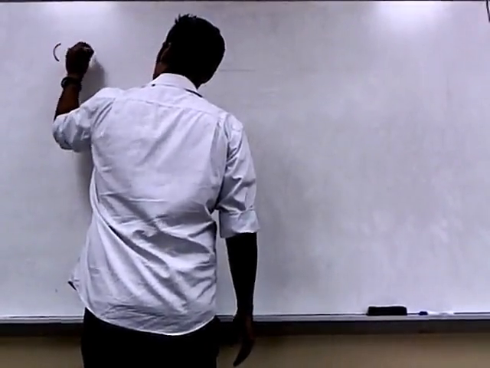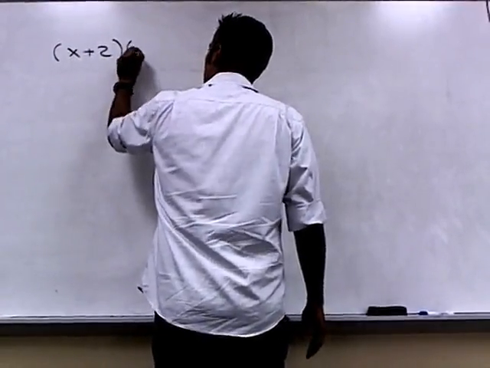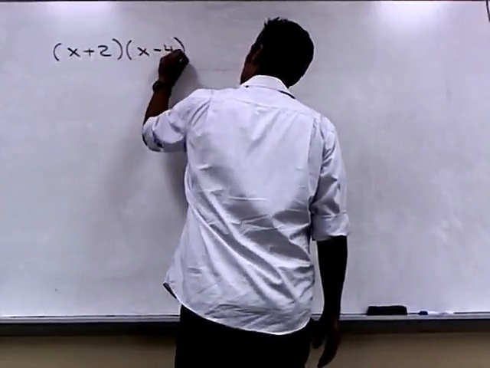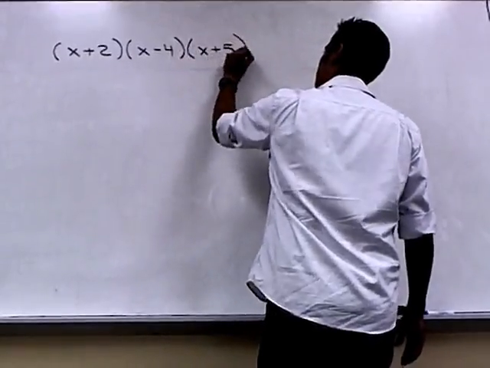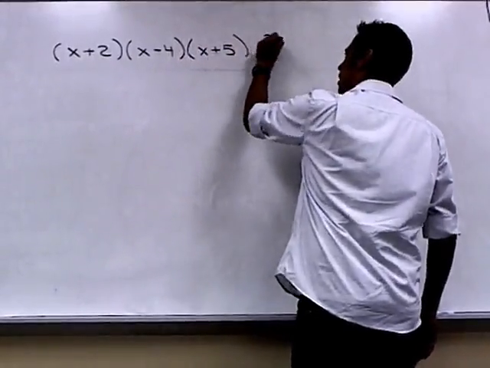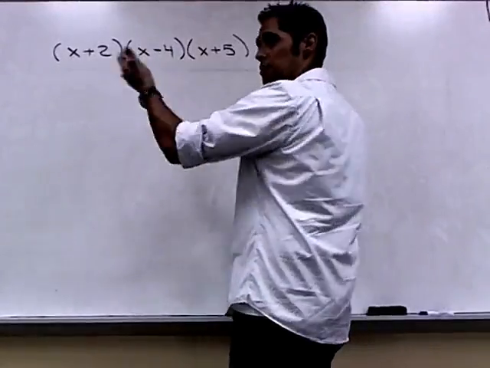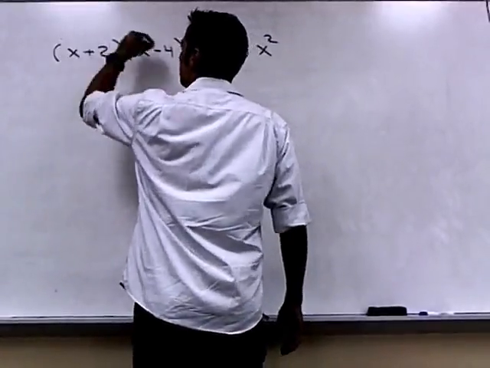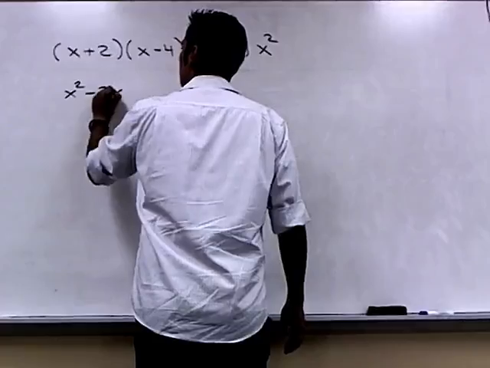x plus 2, let's say x minus 4, x plus 5, x squared. So that's what the answer is going to be at the end of this. So what I need to do is put it all together and then give that to you as the problem. So I'm going to multiply this out. This gives me x squared minus 2x minus 8.